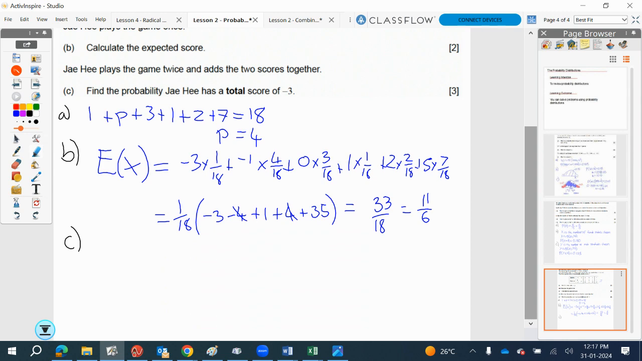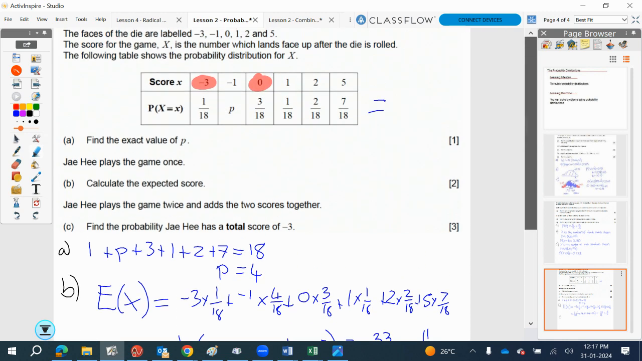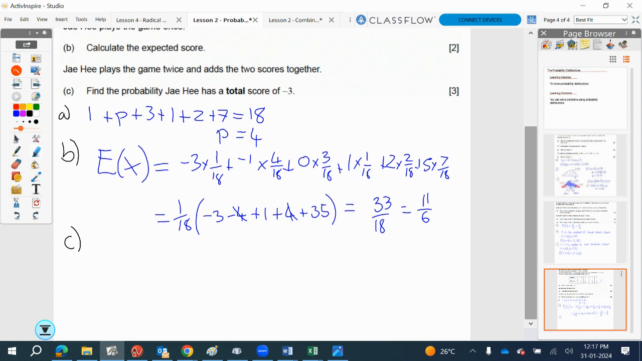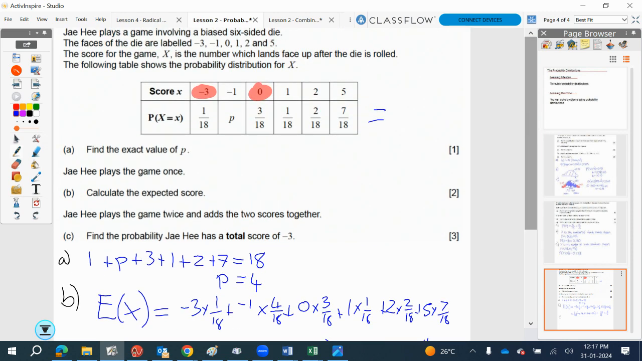What is the probability if we have 1 over 18 times 3 over 18? What is this the probability of? It's the probability of rolling a negative 3 and then getting a 0. That's separate from rolling a 0 and then getting a negative 3. Exactly. But you need to take into account both of them.